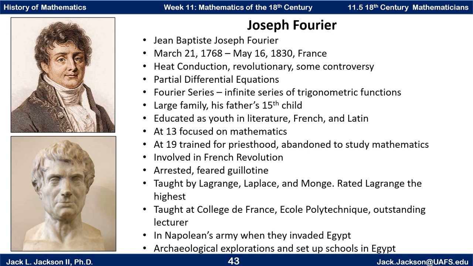He was his father's 15th child. He came from a large family. As a youth, he was educated in literature, French, and Latin. At 13, he started focusing on mathematics. At 19, he was training for the priesthood, but he abandoned that track to study mathematics. He was involved in the French Revolution. At one point, he was arrested. He feared that he would face the guillotine.